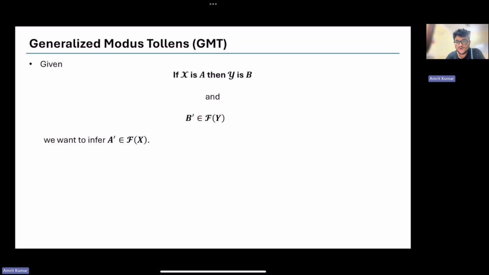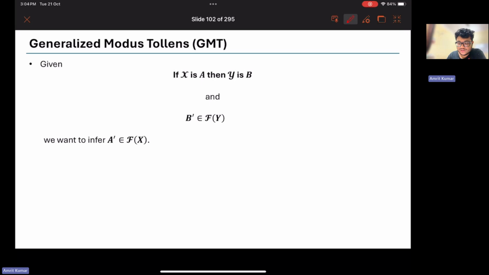So I hope I gave you a sense of how generalized modus ponens works and under what condition it extends classical modus ponens. Now let us jump to generalized modus tollens, right? So it's basically the fuzzy translation of the classical modus tollens, which says that if you have P implies Q and you have not Q, then from that you can infer not P. So in the fuzzy setting, this translates to: if you have a fuzzy if-then rule, if X is A then Y is B, and you have a fuzzy set B dash over universe Y, then how do you infer fuzzy set A dash over universe X?